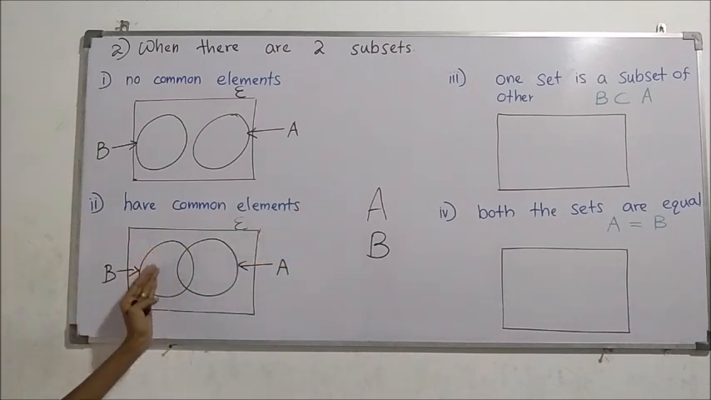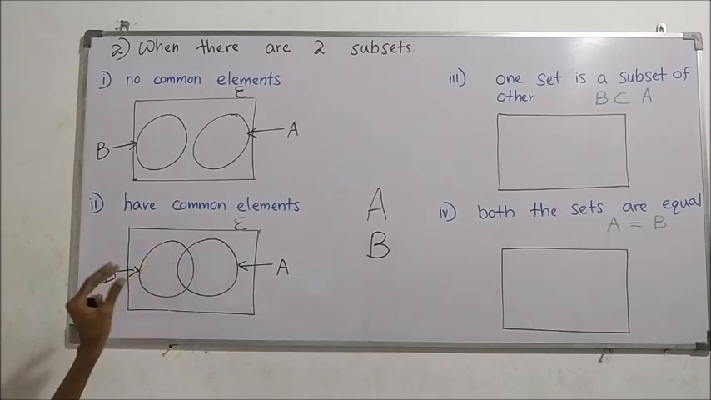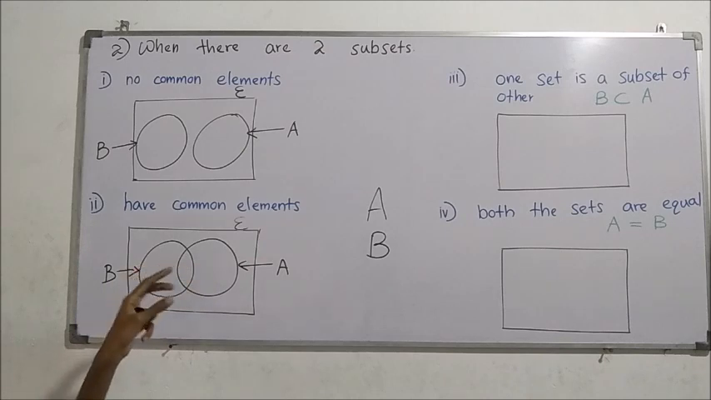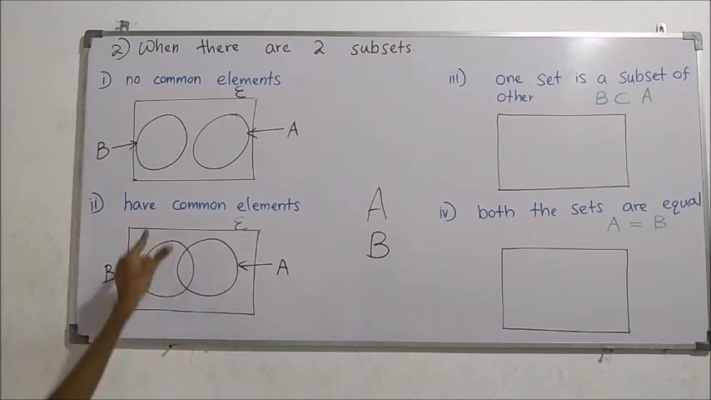Okay, and in this side, in left side, you can include the elements which belong only to B, and in this side you can include the elements which belong only to set A. Okay, but here common elements for both can be included here. Okay, this is the Venn diagram when we draw for the common elements one.